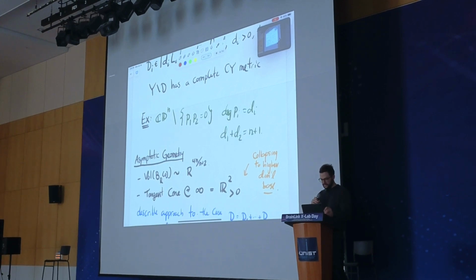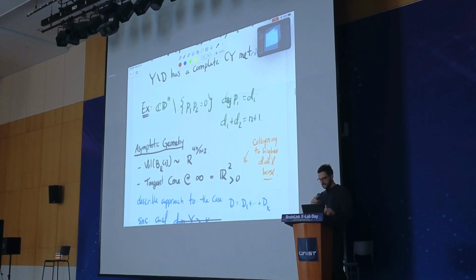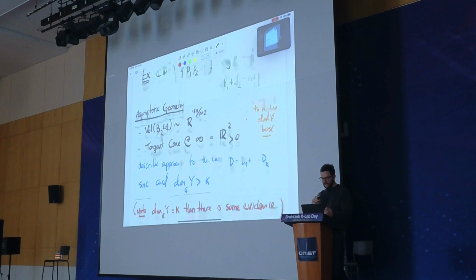So these metrics, this is not rigorous yet, but the expectation is that these metrics should be very important in describing collapsing of compact Calabi-Yau manifolds to higher dimensional base. Because roughly this tangent cone at infinity is describing the dimension of the base of the collapsing. So in this case, you would expect these metrics to be important in describing collapsing of Calabi-Yau threefolds to 2-dimensional real bases.